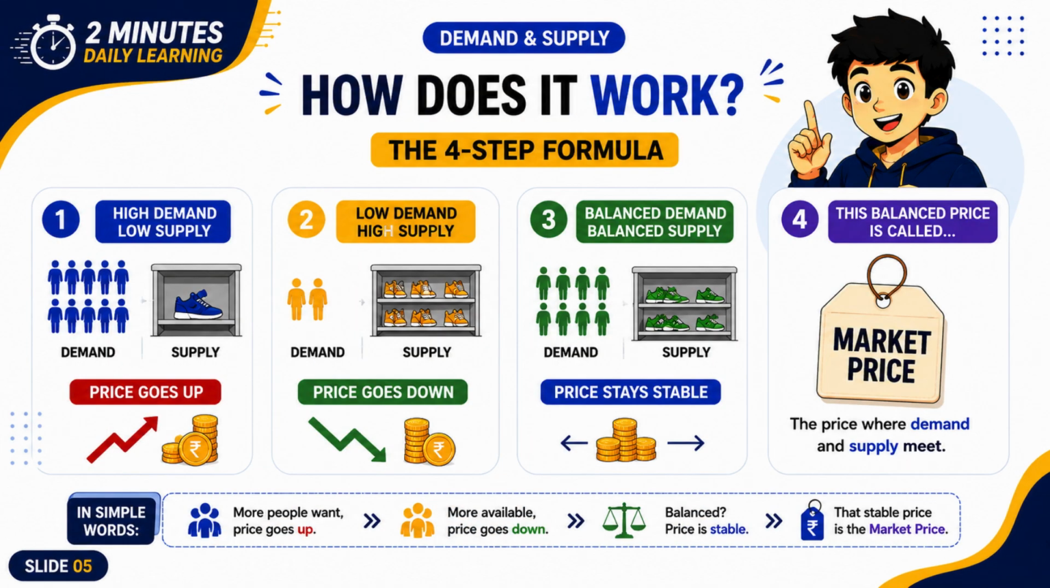Here is how it works. Step 1. High demand and low supply make prices go up. Step 2. Low demand and high supply make prices go down. Step 3. When demand and supply are balanced, prices stay stable. Step 4. This balanced price is called the market price. In short, demand and supply work together to decide prices.